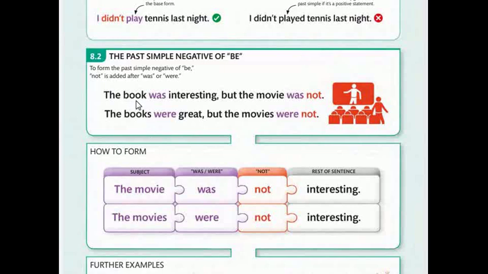We can see here that with the singular form we use was. Here we have the plural form, so we use were. How to form: subject, the movie was not interesting. The movies were not interesting.